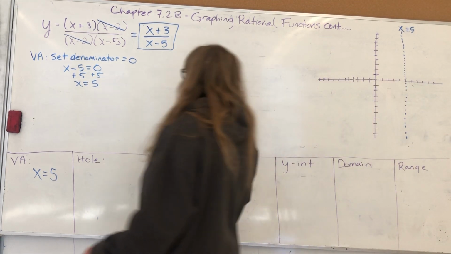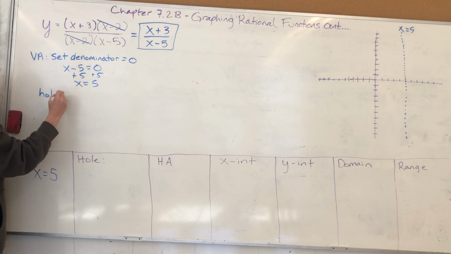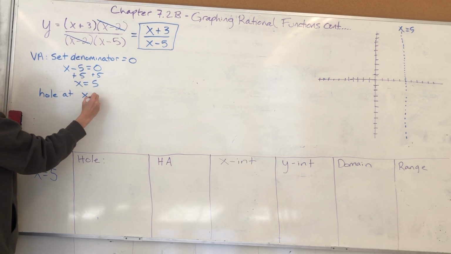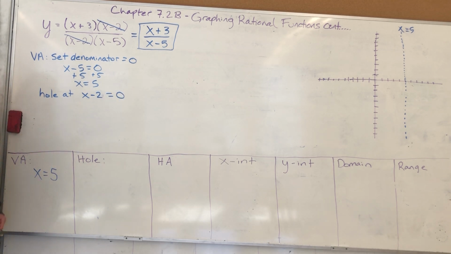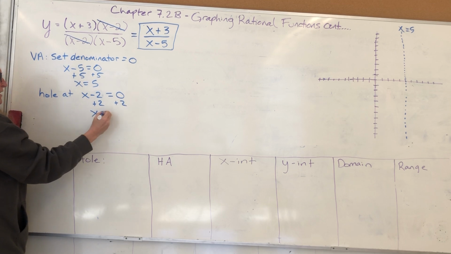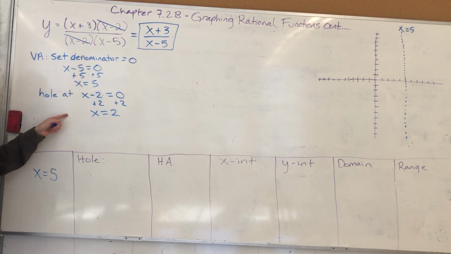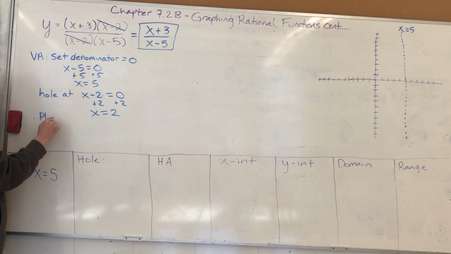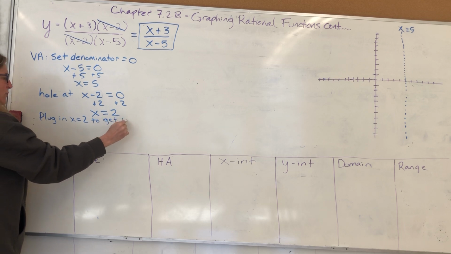Okay, so now we talked about this hole thing. So a hole, we have a hole at x minus 2 equals 0. So that means if I were to take the value, in this case 2, and plug it into the original function, I would get a 0 on the bottom, which isn't okay. So the thing about a hole is, though, it's an actual ordered pair. So I need to plug in x equals 2 to get the y value of the hole.